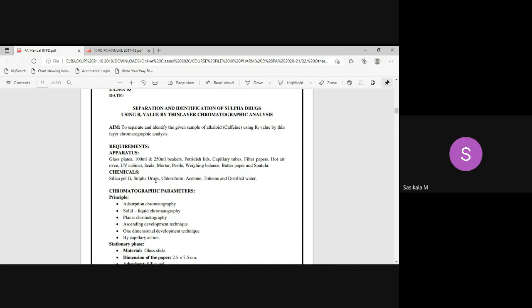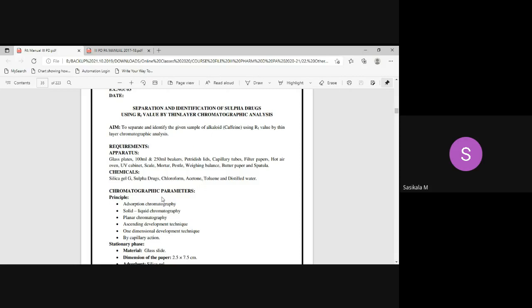Then sulfur drugs, that is your sample. Then chloroform, acetone, toluene. These are the solvent system used for the mobile phase. Then distilled water, to prepare the sample and also to make the mobile phase. Let's see the mobile phase composition. For washing and sample preparation, everything, distilled water is used. Without distilled water, we will not perform any experiment mostly, right? So distilled water is an essential chemical in all the practicals. So these are all your requirements.